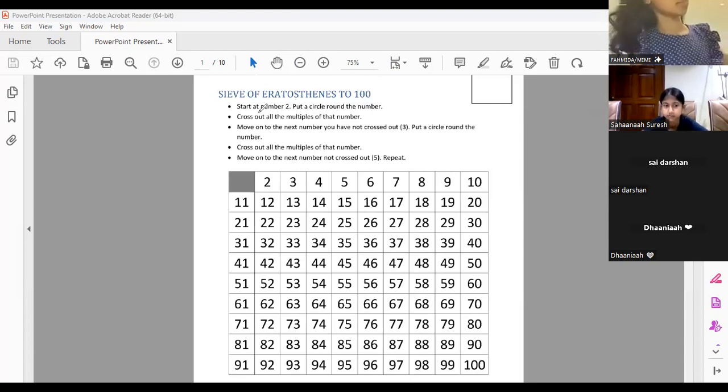What we are going to do is start at number 2 and put a circle around the number. Then I'm going to cross out all the multiples of that number. Do you know what a multiple is?